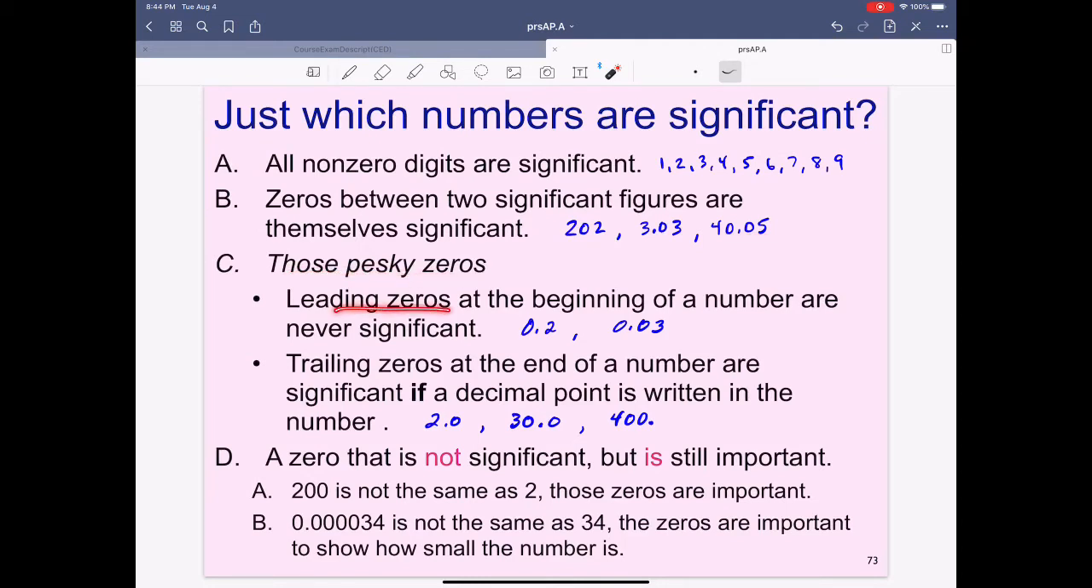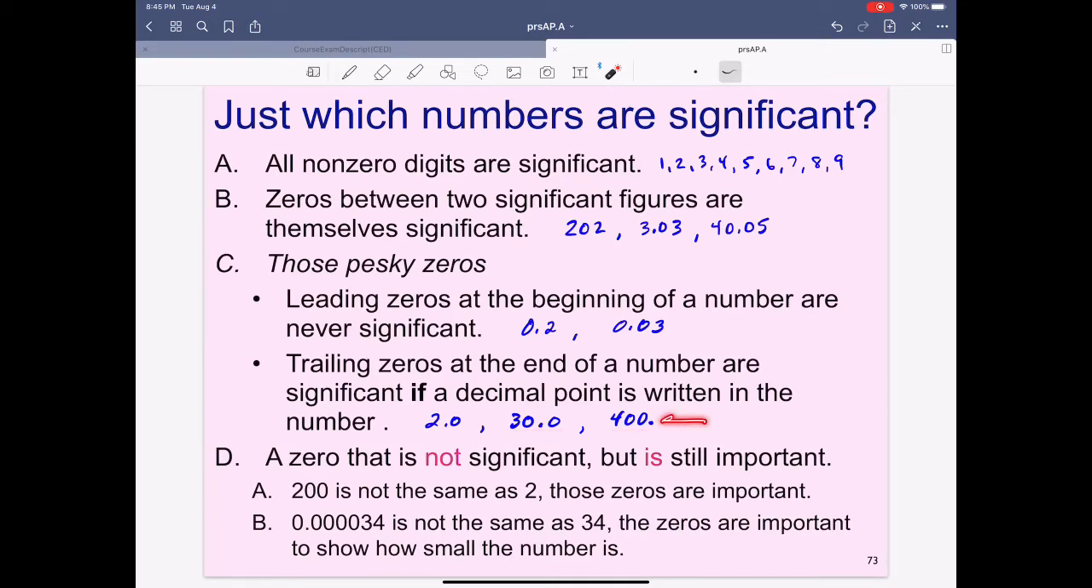Leading zeros, those at the beginning of a number, are never significant. Say this 0 is not, neither of these zeros. Trailing zeros at the end of a number are significant if there is a decimal point somewhere in the number. So this 0 is significant. Of course, the 2 is as well. These zeros are significant, and so is this.